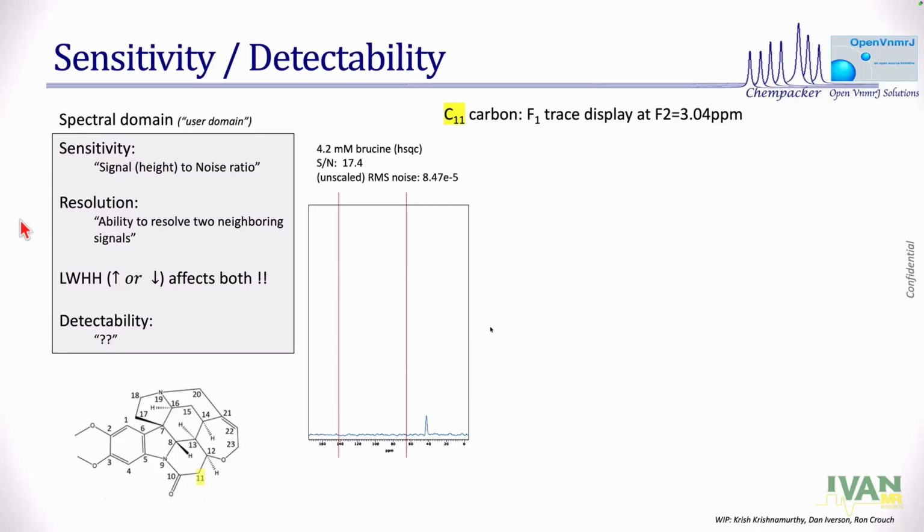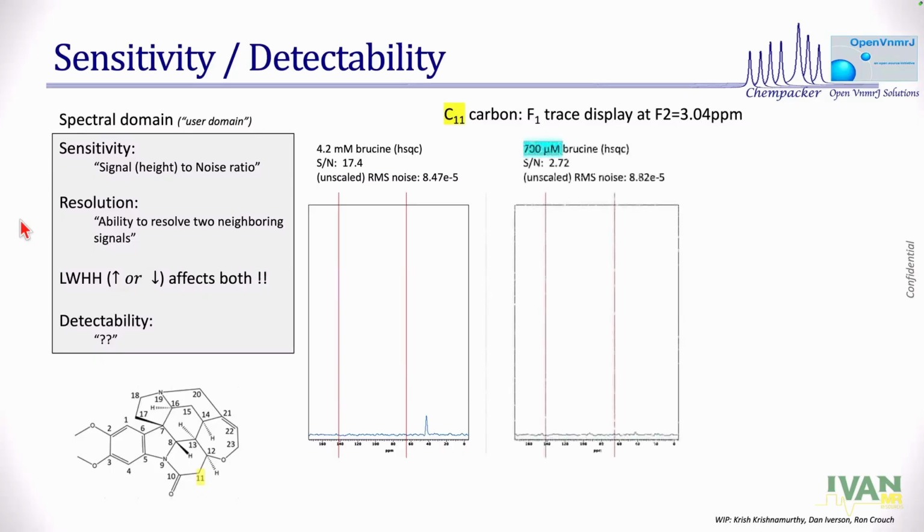And then we said, we haven't done the experiment yet. We did a mathematical, or noise titration, experiment. We titrated noise in and scaled the FID down, equivalent to 6 times lower concentration. So this is a 700 micromolar brucine. The same trace has a signal to noise of 2.7, which makes sense. That's 18 over 6, or 3, fair enough. Your signal is directly related to your concentration, so it is about 6 times lower signal.